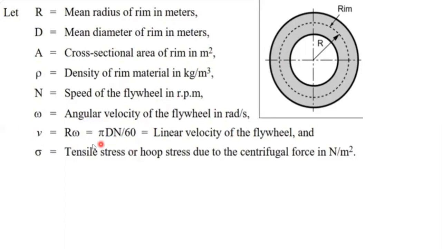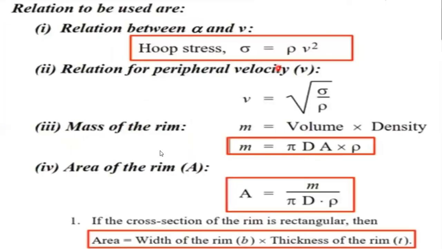So two formulas are there for V. We can write V as R omega, where R is the mean radius and omega is the angular velocity, and it can also be written as pi d n by 60. Sigma is the tensile stress or hoop stress due to the centrifugal force. Unit is Newton per meter square. So these are the few formulas which we will be using in our problem.